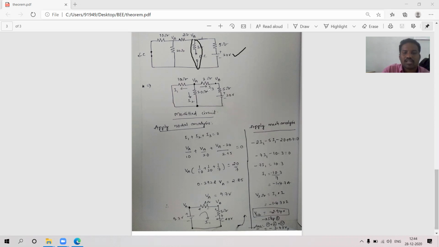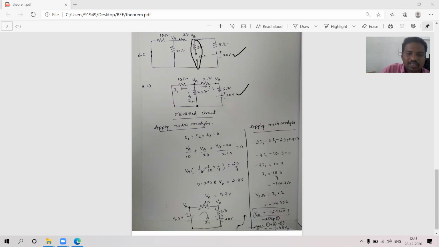So nodal analysis I can apply, and there is no current source, because of that all currents will be leaving currents. VA is assumed as the highest potential. So I1 plus I2 plus I3 is equal to 0. What is I1? VA by 10. I2 is VA by 20, and I3 is VA minus 20, from plus to minus, by 2 plus 5 is 7, equal to 0.